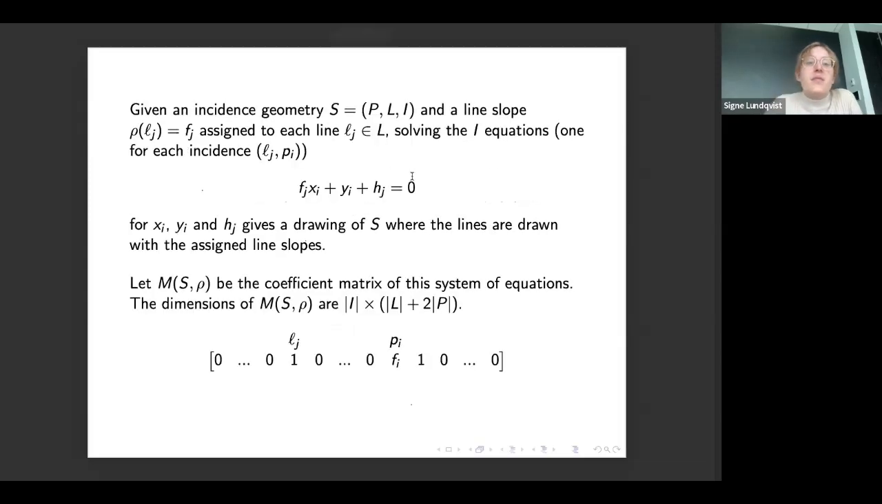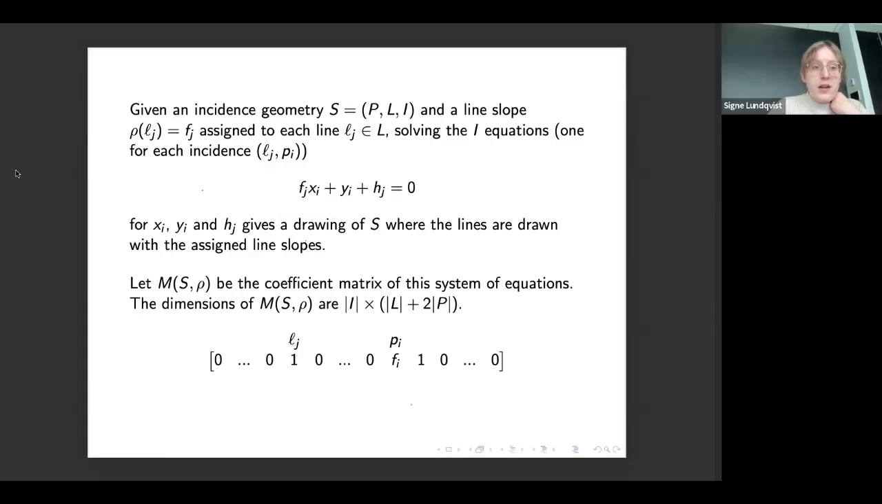Okay. So the first type of motion, I guess, for hypergraphs that I'm going to talk about is parallel redrawings. In a parallel redrawing, you have an assigned normal to each element of the line set. And then what you're basically looking for is the space of drawings of your incidence geometry with those assigned normals or line slopes to each line.